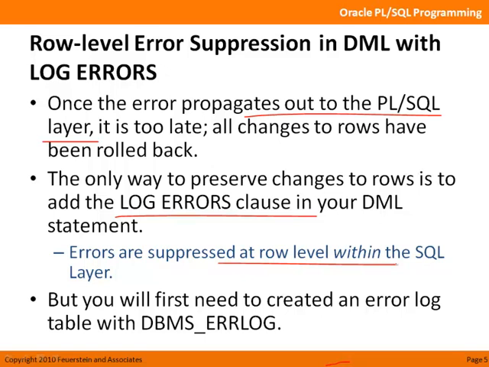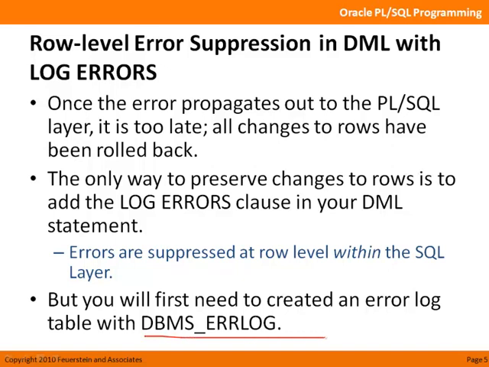This is the only way I know to be able to do this kind of row-level suppression, and the only way you'll get it to work is if you first create an error log table with the DBMS_ERRLOG package. So this feature that we're talking about, row-level suppression, involves using the DBMS_ERRLOG package and the log errors clause, and we'll look at both of these in great detail.